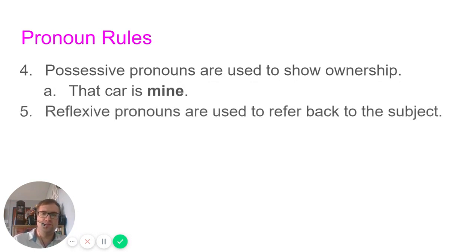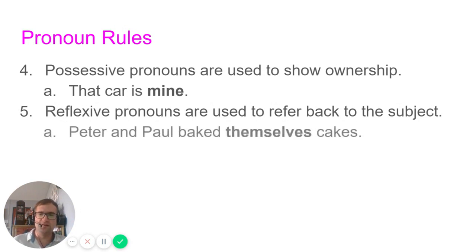Reflexive pronouns are those pronouns that refer back to the subject. So the subject is one, and there's no object in that sentence because the pronoun is referring back to the subject. So the subject does it to themselves or does it for themselves. For example, Peter and Paul baked themselves cakes. In this way, themselves is who the cake was baked for. And who did it? Peter and Paul.